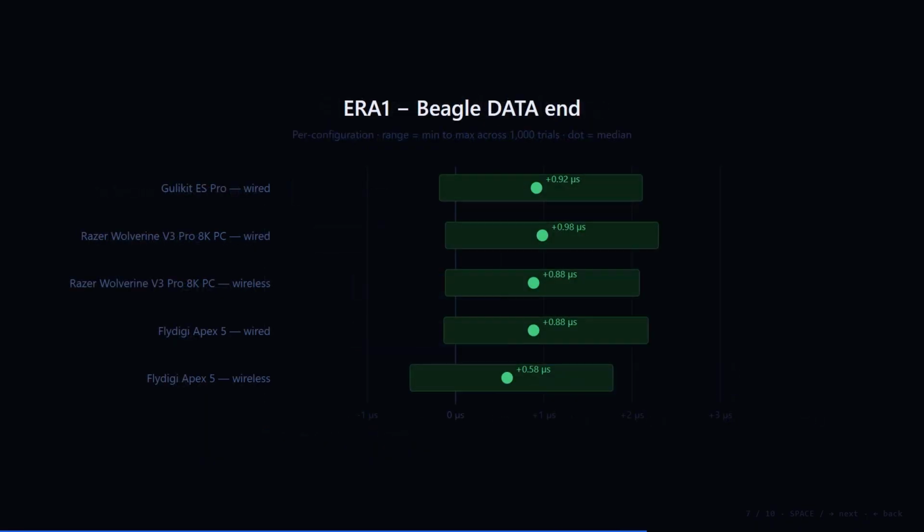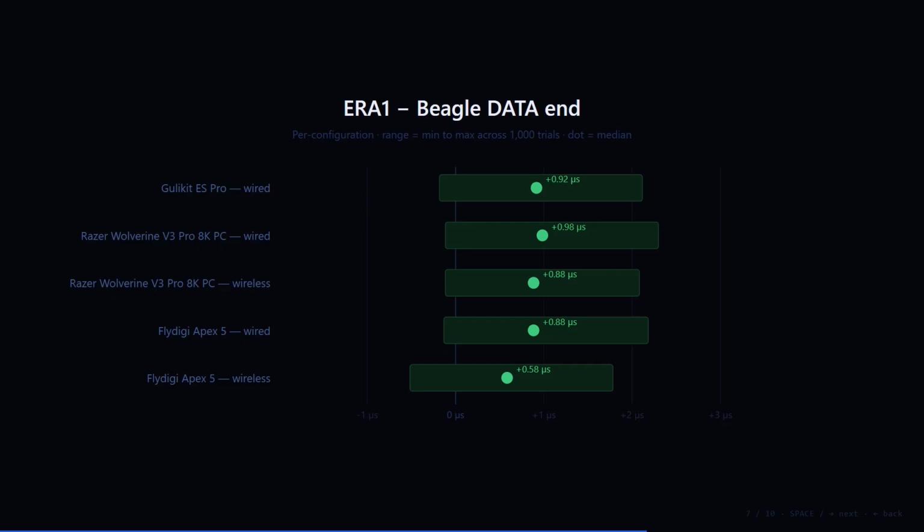Now the important part. For each of those 5,000 trials, I calculated ERA1 minus Beagle. How far was ERA1 from the hardware reference, sample by sample? Each bar shows the full range, minimum to maximum, across 1,000 trials for that configuration. The dot marks the median.